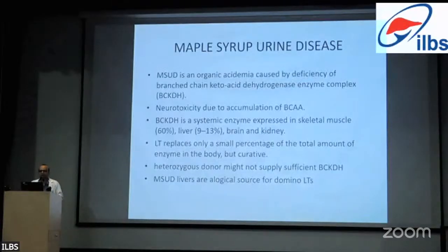Then comes maple syrup urine disease. It is an organic acidemia caused by deficiency of the branched-chain keto acid dehydrogenase enzyme complex, with neurotoxicity due to accumulation of branched-chain amino acids. This is a systemic enzyme expressed other than in the liver, in skeletal muscle, brain, and kidney. Liver transplant replaces only a small percentage of the total enzyme in the body, but again, it appears to be curative. A heterozygous donor might not supply sufficient enzyme replacement, and MSUD livers are actually a logical source for domino liver transplants.